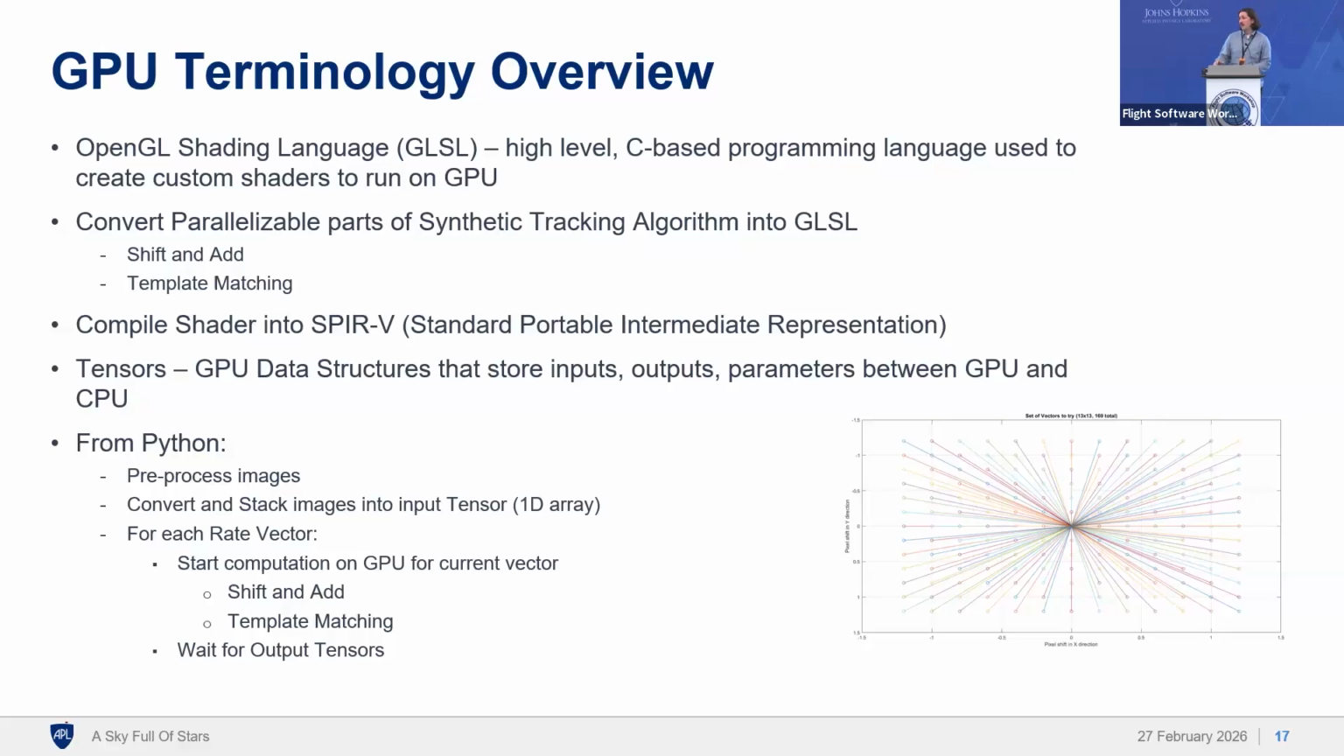So if you looked at our software from Python, we're going to pre-process the images. We're going to convert and stack those images into our input tensor. And then for each of the vectors that we want to search, we're going to start a computation on the GPU, shift and add, run template matching, and then wait for our output.